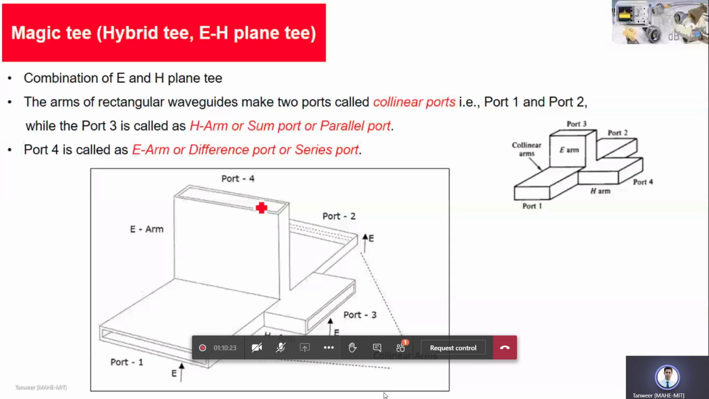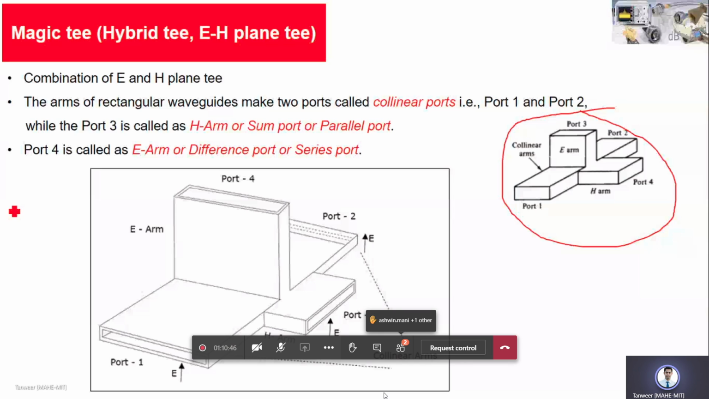This magic T is also called a hybrid T, or it is also called an EH plane T. You can see here, if you forget this particular portion, then it becomes an E plane T. If you forget this portion, it becomes an H plane T. Understood?